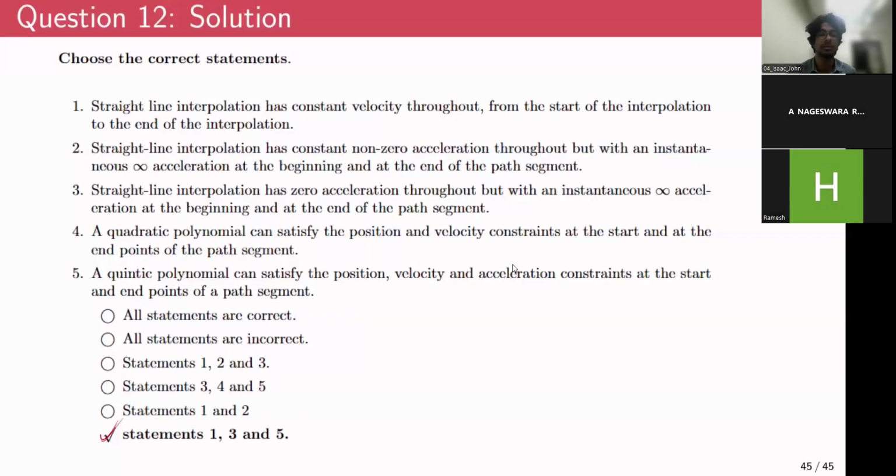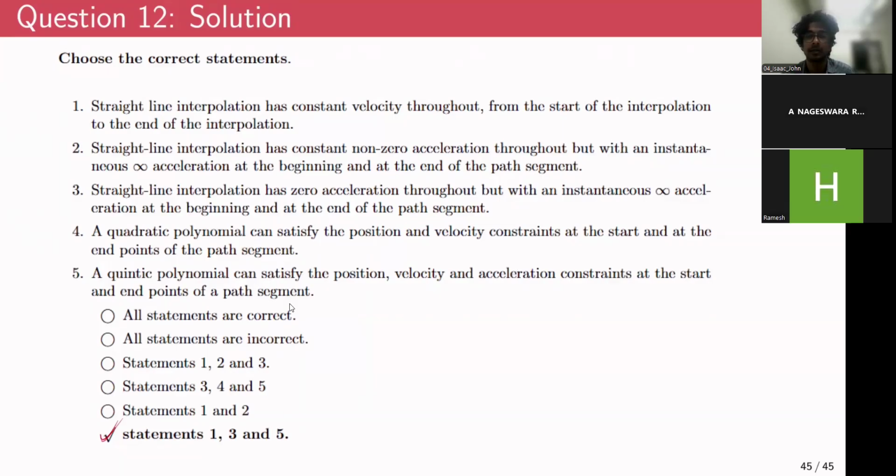Yeah, so with this, I would like to wind up this session. We have solved the problems and we have discussed the topic of trajectory planning. So unless there are any further questions, I would like to wrap up this session. Would there be any questions?